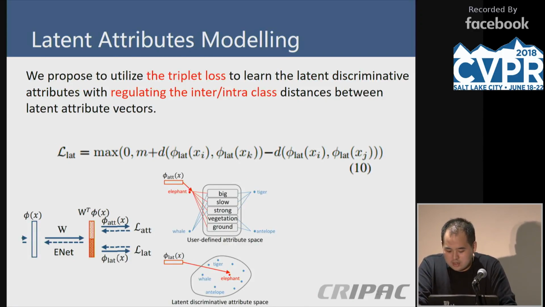Well, in the semantic space, we introduce an augmented attribute space where an image is projected into both user-defined attributes and latent discriminative attributes. The user-defined attributes are fixed and usually shared between categories, while the latent discriminative attributes are learned with the triplet loss, regulating the interclass and intraclass distances.